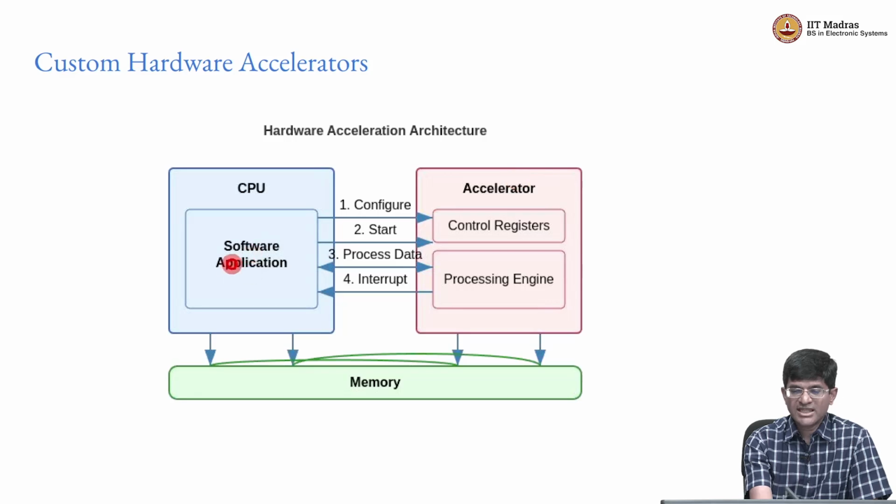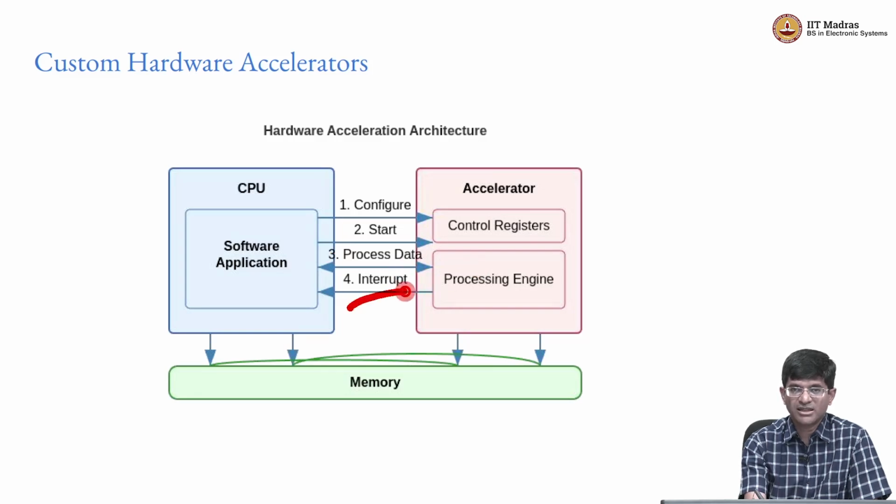Now the CPU, rather than performing all the computations, has its job reduced to just configuring the block by writing certain control registers, giving a start signal, waiting for the data to get processed, and then either it gets back an interrupt or it keeps polling, checking a particular status signal in order to see whether the accelerator is done.